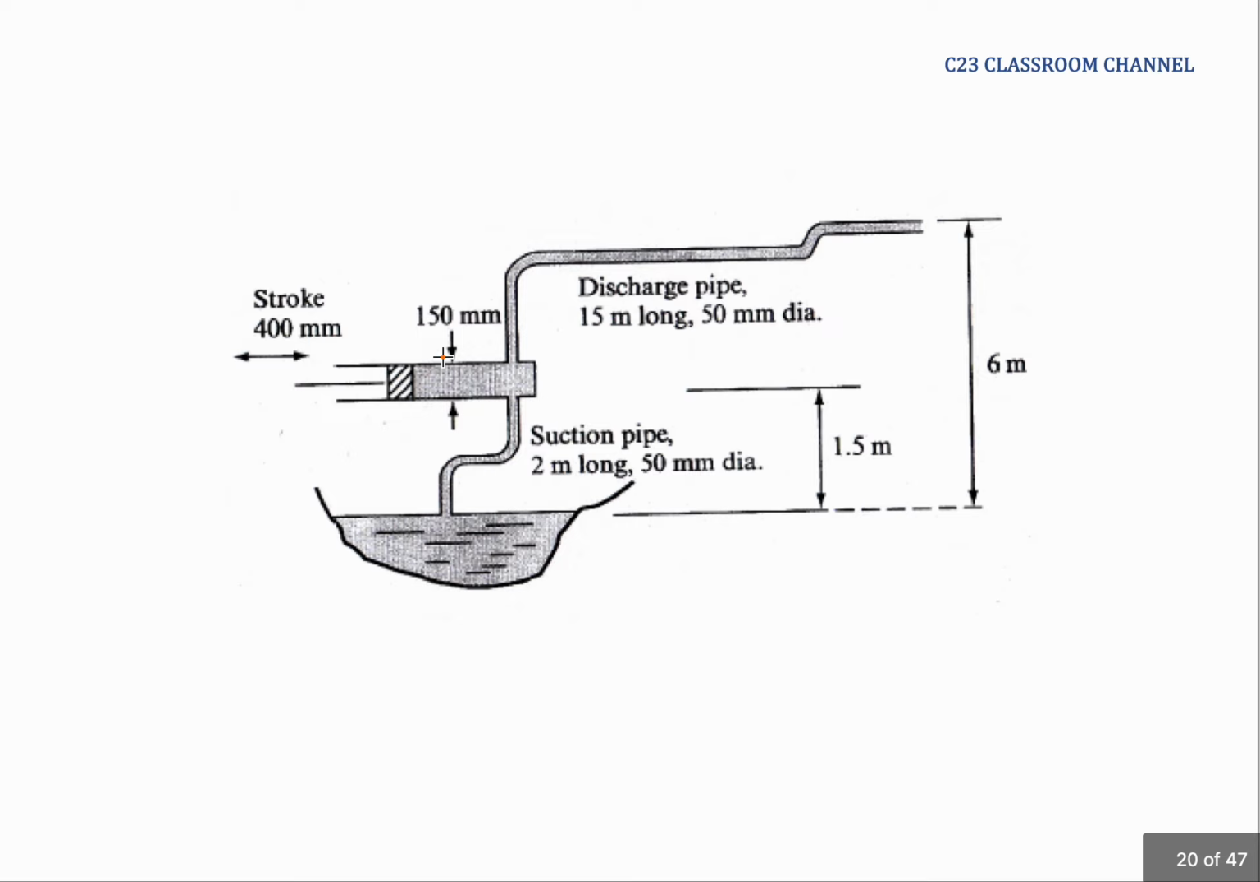So this is the diagram for the question. We have a suction head of 1.5, and for the delivery head we need to deduct 1.5, so we have 4.5 for the delivery head.